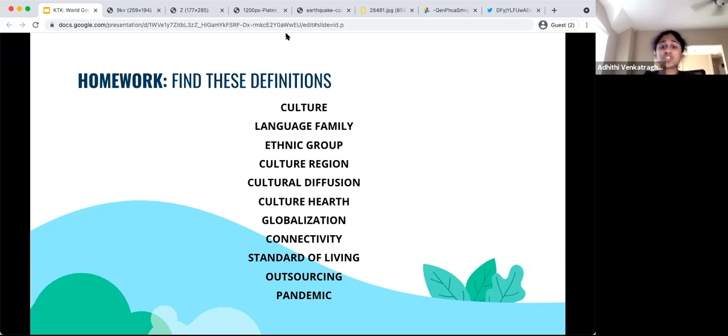So these words are culture, language, family, ethnic group, culture region, cultural diffusion, culture hearth, globalization, connectivity, standard of living, outsourcing, and pandemic, which are all things you should know.